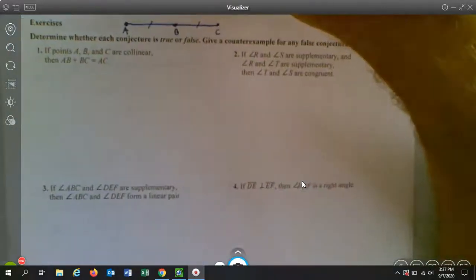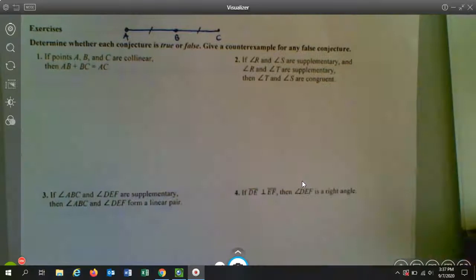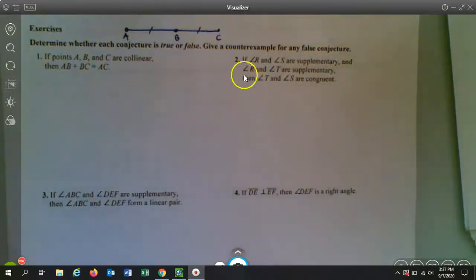So let's try some of these on our own. Determine whether each conjecture is true or false. But if you say it's false, you have to be able to prove why it's false by giving a counterexample. So if A, B, and C are collinear, means they're on the same line, then AB plus BC equals AC. This was something that came up in chapter 1 about the segment addition idea. So it says A, B, and C are collinear.